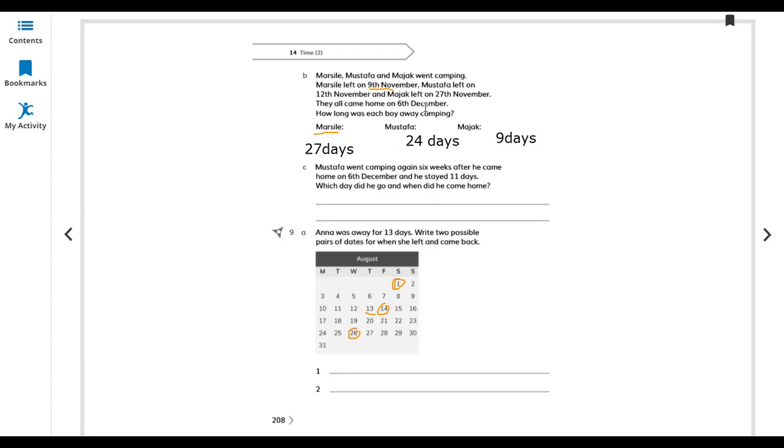So from 6th December, if we move forward 6 weeks, in 1 month we have 4 weeks, meaning 30 days or 28. So in 6 weeks, 6 multiplied by 7, because in a week we have 7 days. So 7 multiplied by 6 is 42. So in 6 weeks we have 42 days after 6 December.